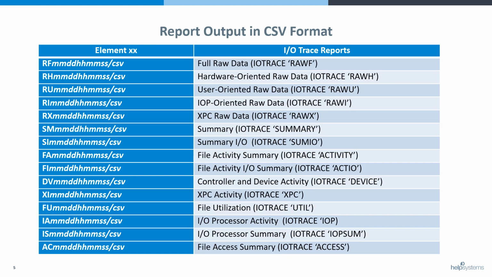This slide shows the group of IOTrace report elements. The CSV output element name is XX, month, day, hour, minute, second, /CSV. It has the month, day, hour, minute, and seconds at the time that the element is generated. The first two characters, XX, identify the report name.